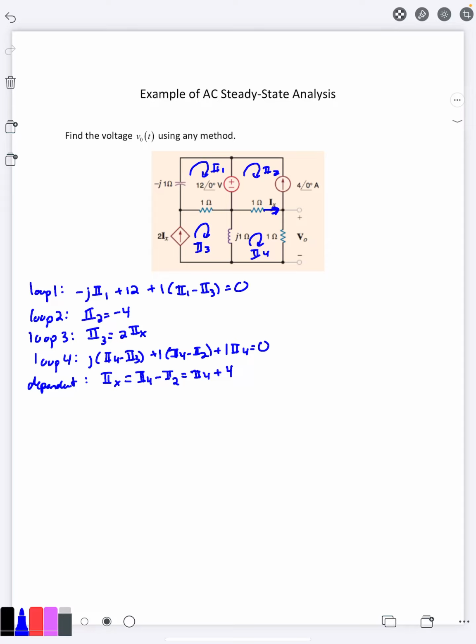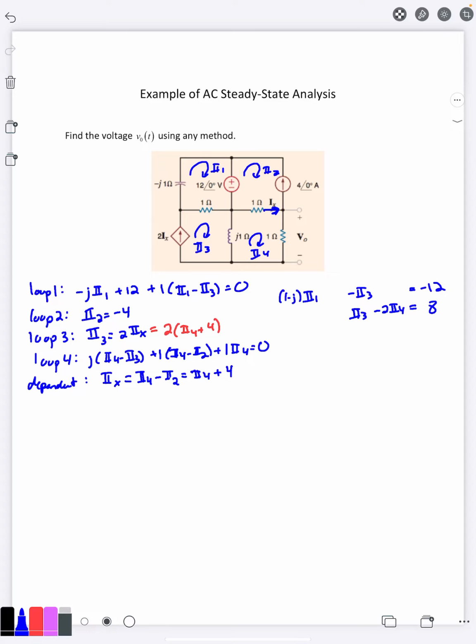So let's see what we have here. We can replace Ix with I4 plus 4. And it's the only place we have Ix. So my first equation, if I write it in standard form, I'm going to have I1, 1 minus j I1, no I2, minus I3 equals negative 12. Second equation, I already know what I2 is, so I'll leave that alone. The next one is, I need to move things over, so I'm going to have an I3 minus 2I4 equals 8.